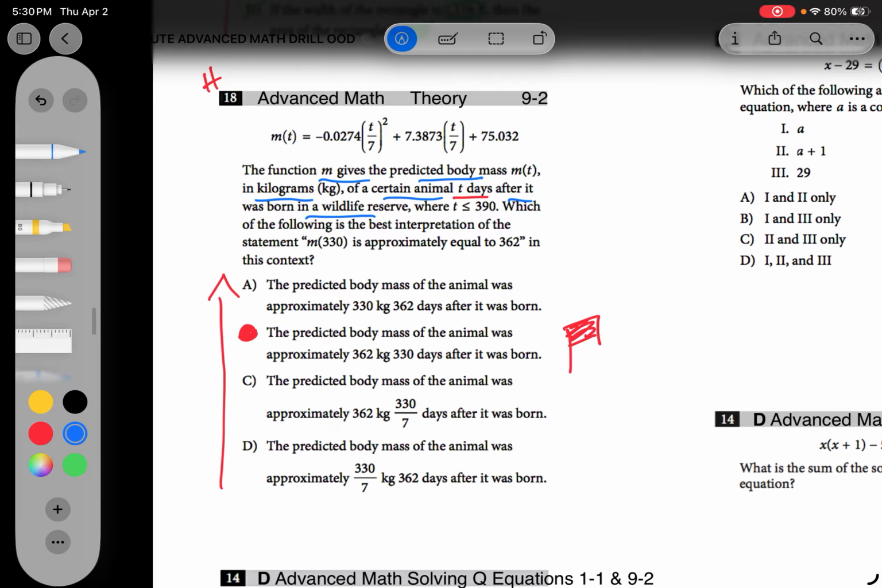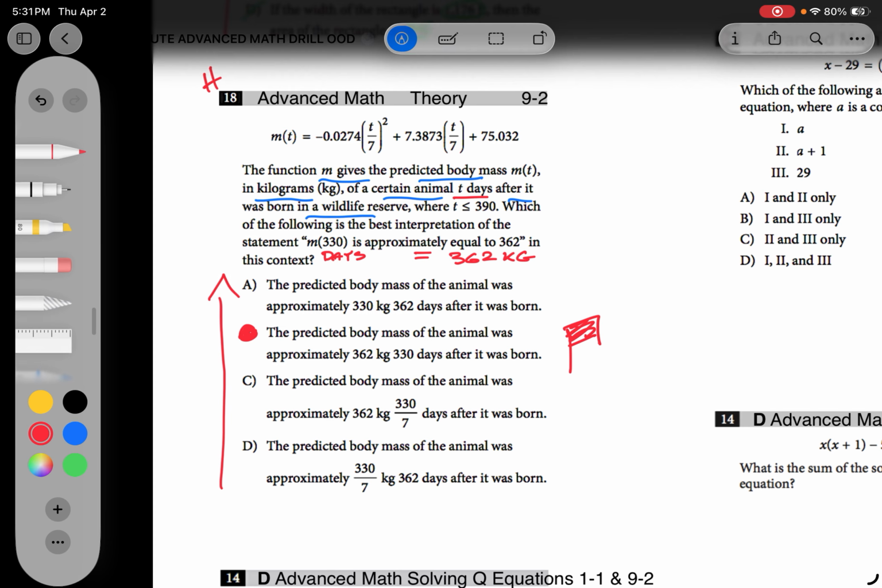Which of the following is the best interpretation of the statement? M of 330, which means m of 330 days, right? If we plug in 330 days into the equation upstairs, it is going to be approximately equal to the output, or answer. And what is that? The mass in kilograms, 362 kilograms. That's it. Basic interpretation. So let's go through the answers from the bottom up.